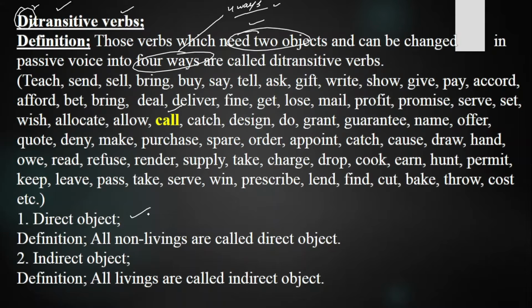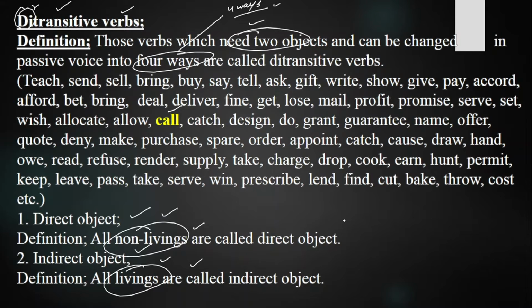Ditransitive verbs need one direct object and one indirect object. What is a direct object? All non-livings are called direct objects and all livings are called indirect objects. So ditransitive verbs need two objects, one direct and one indirect.